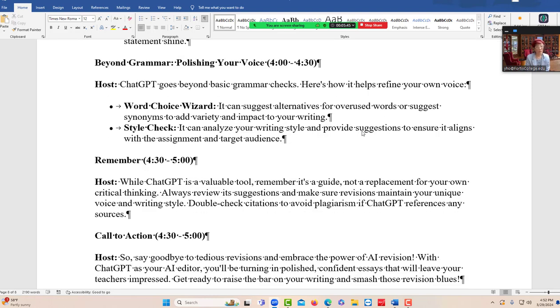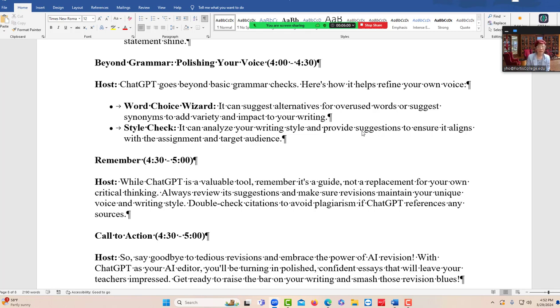ChatGPT goes beyond basic grammar checks. Here's how it helps refine your own voice. Word choice wizard: it can suggest alternatives for overused words and suggest synonyms to add variety and impact to your writing.